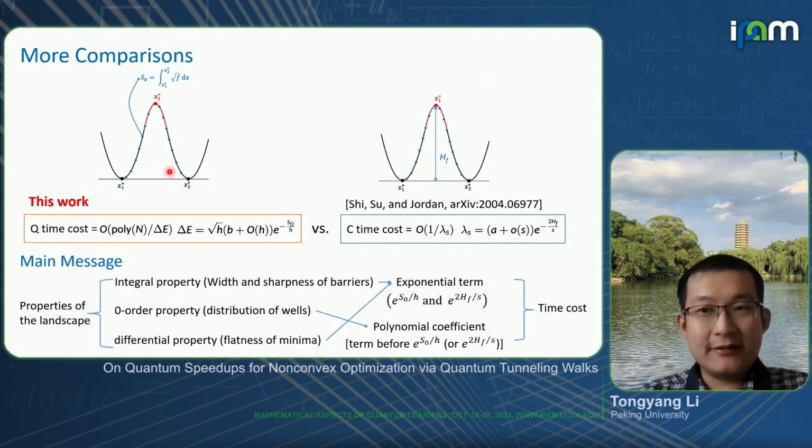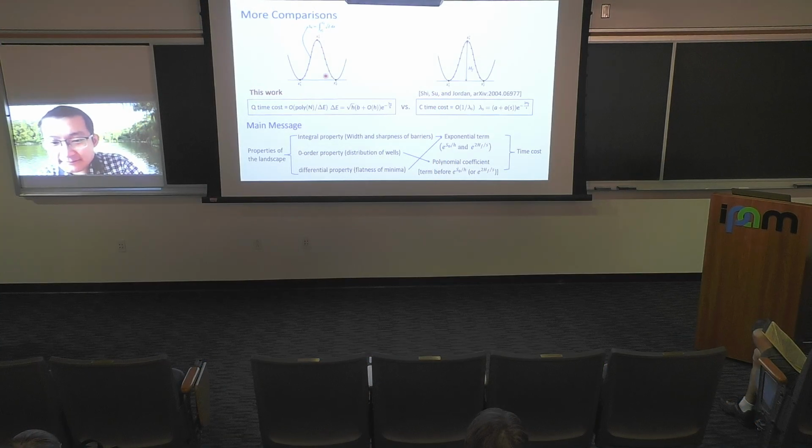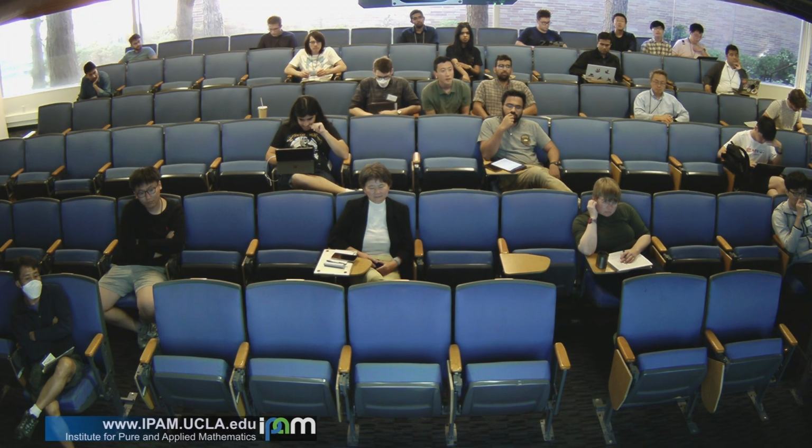Can I ask a question? Yes, please. In the classical case, why does no dependence on the number of global optima appear, or is it agnostic to it? Why is there no n?